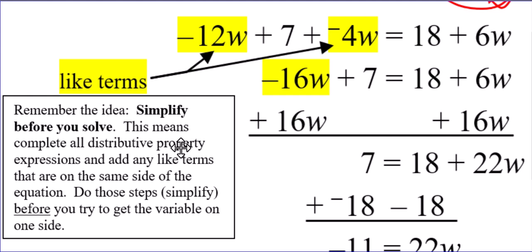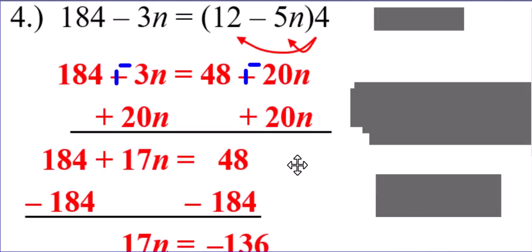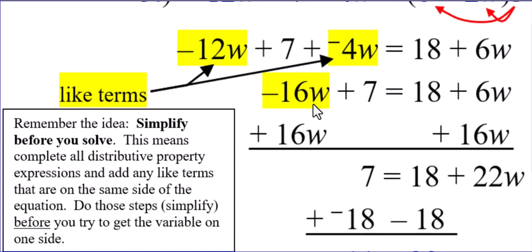Simplify before you solve. This means completing all distributive property expressions and also adding any like terms that are on the same side of the equation. Again, please do not add something on the left to something that's on the right side of the equal sign. That's not what I mean by adding like terms. I'm looking for like terms on the same side. So on number 4, you wouldn't add negative 3n to negative 20n because they're on different sides of the equal sign. But on number 5, negative 12w, negative 4w, they're both on the left side of the equal sign.